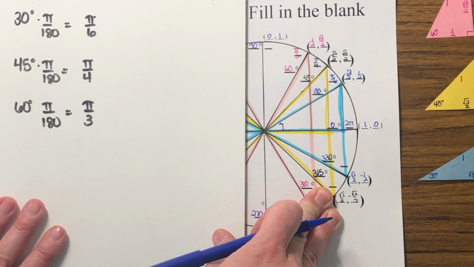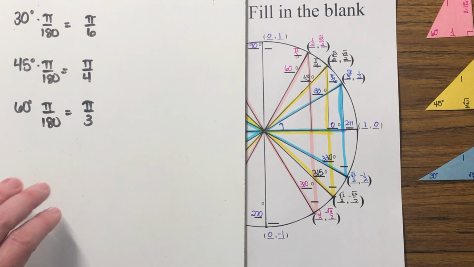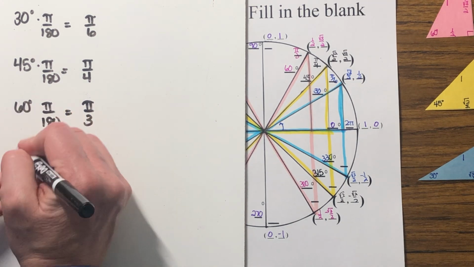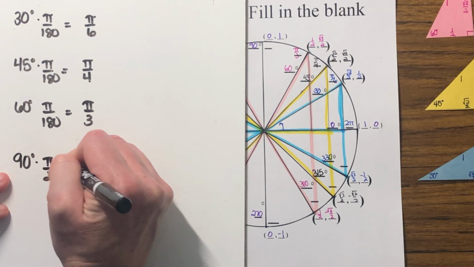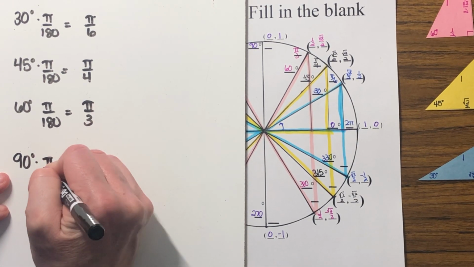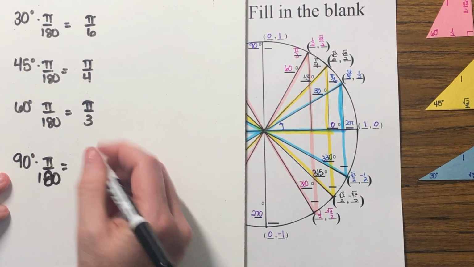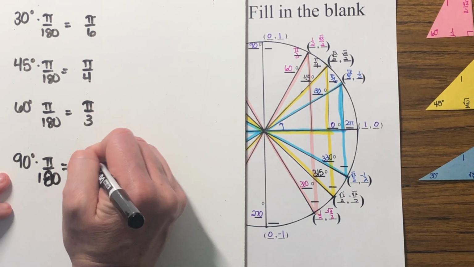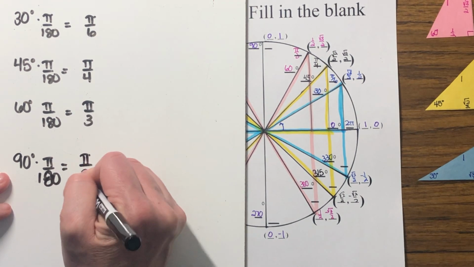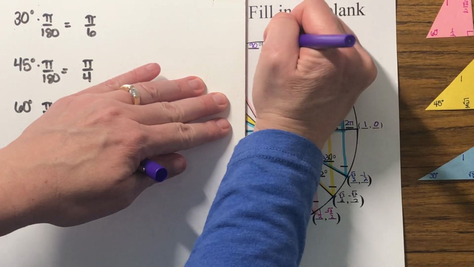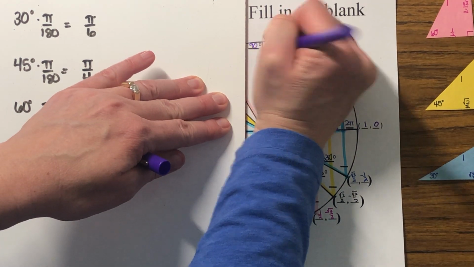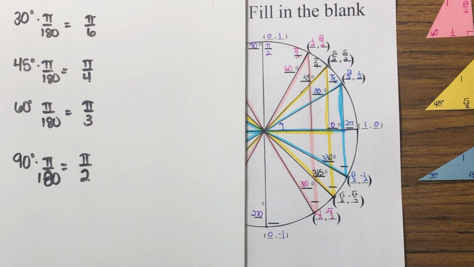So I'm going to keep going now with my 90 degrees. If I figure out my radians for 90 degrees, pi over 2, wow, that's pi over 180. I know what the answer is, obviously. Pi over 180, 90 goes into itself once and goes into 180 twice. So we get pi over 2. See, a little foreshadowing there. I knew what it was. So we get pi over 2 for that radian measure.